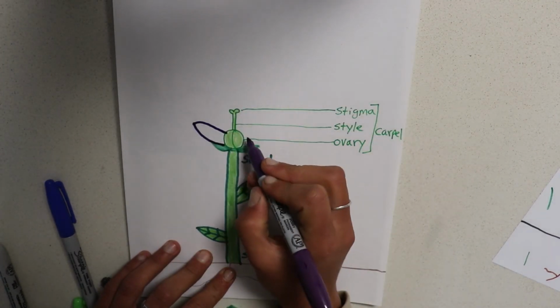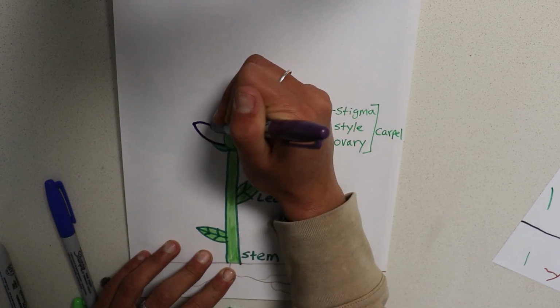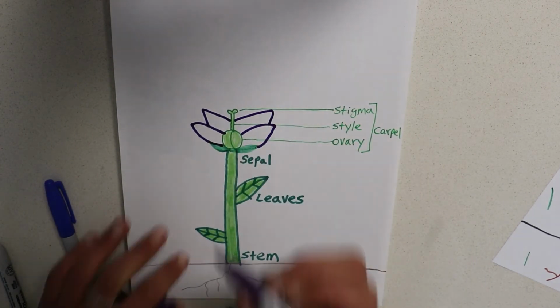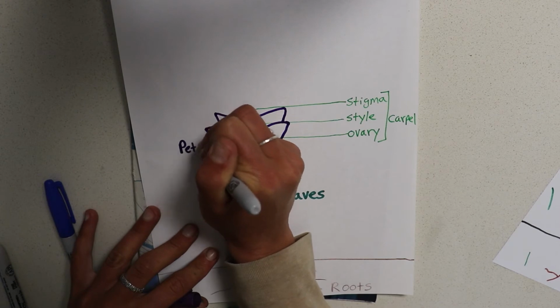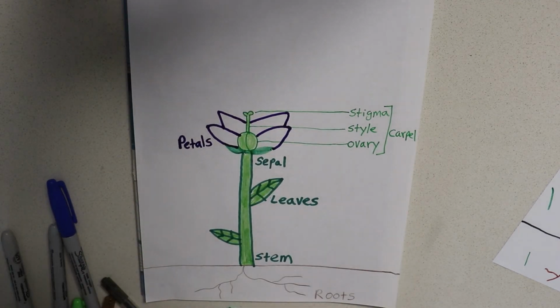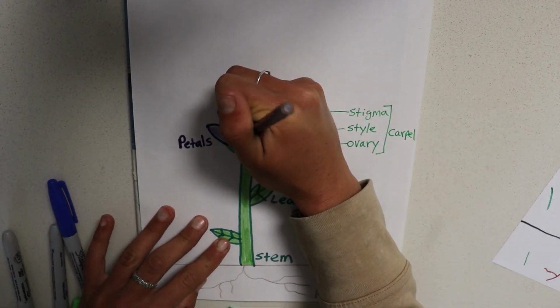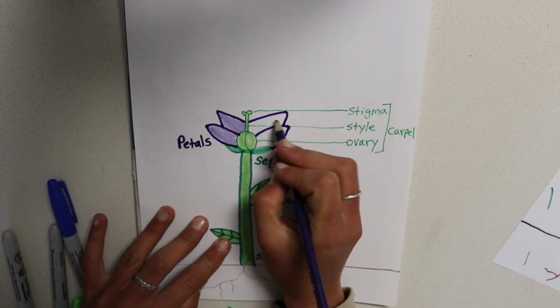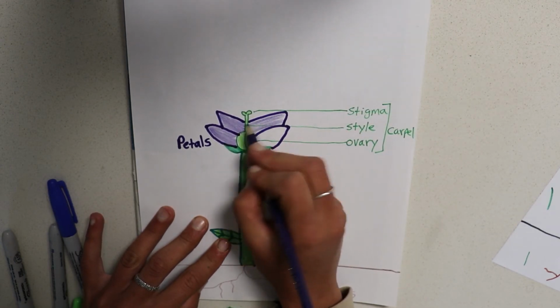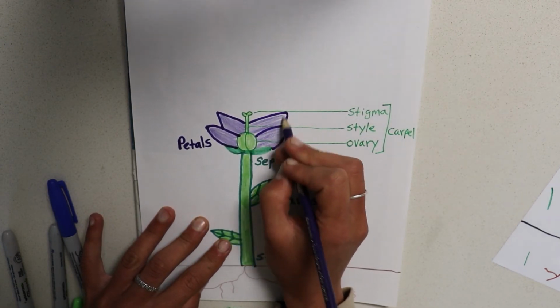Then we will add some petals on top of the sepal. Why does a flower need petals? Petals use color and shape to attract animals to the flower for pollination. Pollination is important for plant reproduction and can also occur by wind and rain.